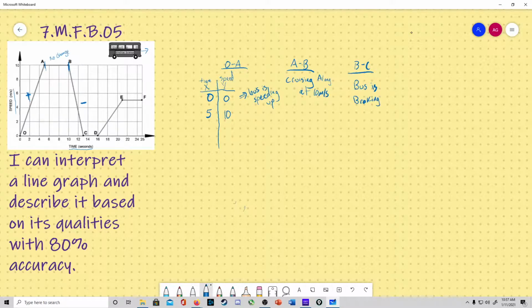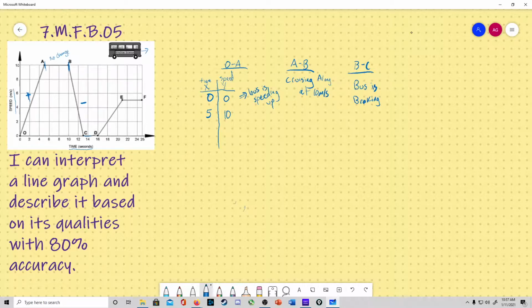All right, so the bus is slowing down now from here to here. You can see every second it's getting a little bit slower, a little bit slower, a little bit slower, until it's at 0, which is usually a stop. If it goes to the negatives, that would mean maybe it's going backwards. I don't know what negative speed is. So, okay, and then we can look now at C to D.